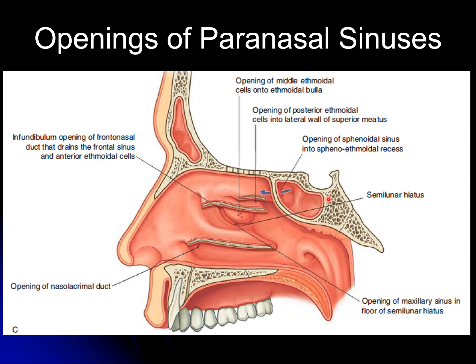sinus. The sphenoidal sinus opens just above the superior concha through an opening known as the sphenoethmoidal recess. The most superior opening is for the sphenoidal sinus. This is the superior nasal concha, which we have removed. Below that we have the superior meatus, which gives opening to the posterior ethmoidal cells. Above that we have the sphenoethmoidal recess for the sphenoid sinus. In the middle meatus we have openings for the middle ethmoidal cells, maxillary sinus, frontal as well as anterior ethmoidal cells.